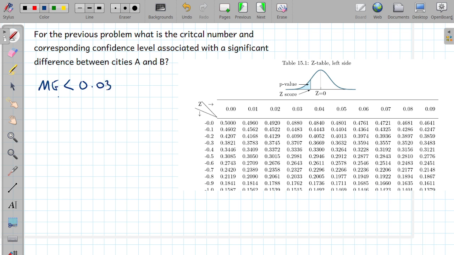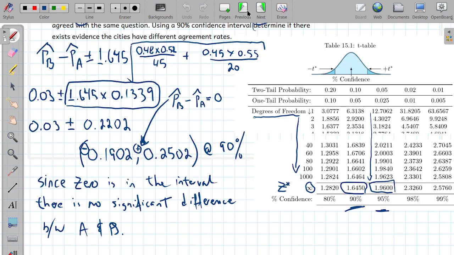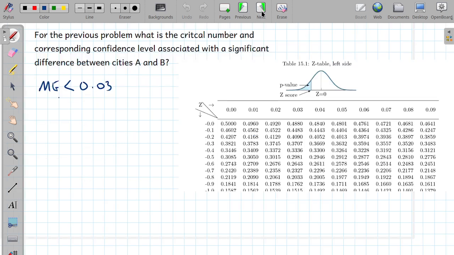Now, what is the margin of error? Let's go back to the previous slide. We don't have to do all the work. Now we know, let's look here. We know the square root worked out to this. The thing that's going to change is this. Let's go back over here, 1339. So that means we need 0.1339 times some critical number to be less than or equal to 0.03.